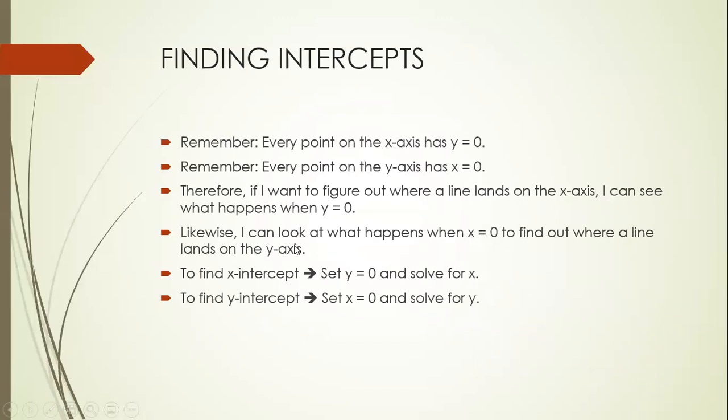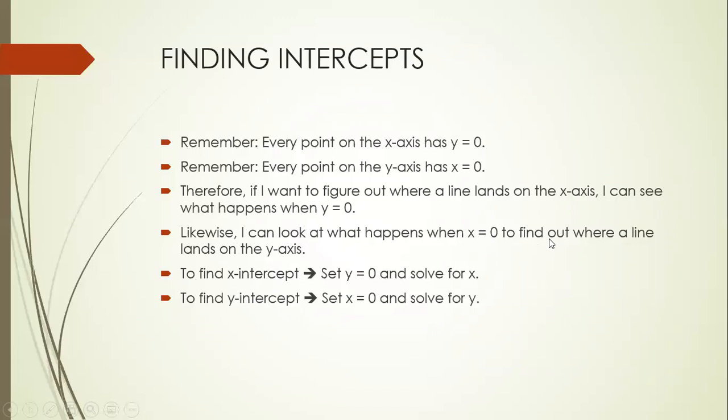We know that. Therefore, if I want to figure out where a line lands on the x-axis, all I have to do is see what happens when y equals 0. Because isn't it true that every point on the x-axis has a y of 0? Wouldn't those two things correlate with each other? That if y is 0, we're on the x-axis? Yes, it would. And wouldn't they equally correlate? If I figured out what happens when x equals 0, I would know what's happening on the y-axis. Because isn't it true that on the y-axis, all the x's are 0?